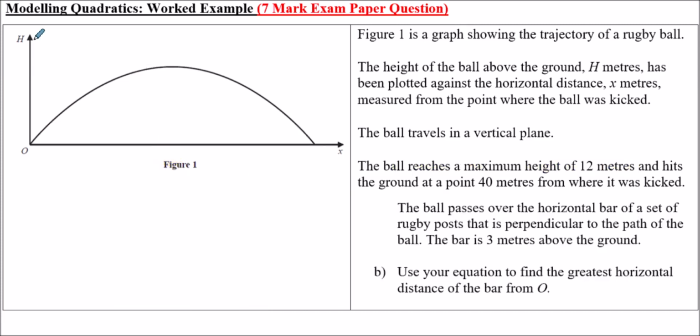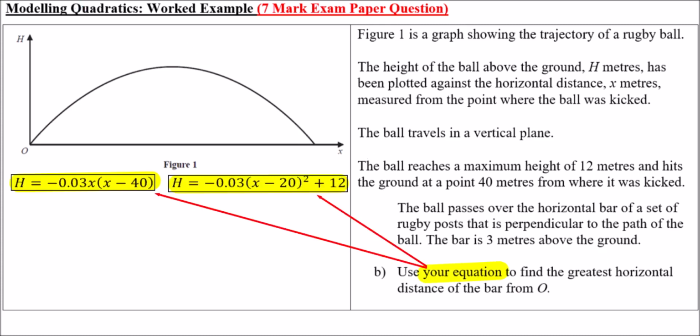Part B, we're told now the ball passes over a horizontal bar of a set of rugby posts that's perpendicular to the path of the ball. The bar's 3 meters above the ground. So we use the equation from part A to find the greatest horizontal distance of the bar from 0. So let's just remind ourselves of the equation or equations we got from part A. So here they are. Either one would do.